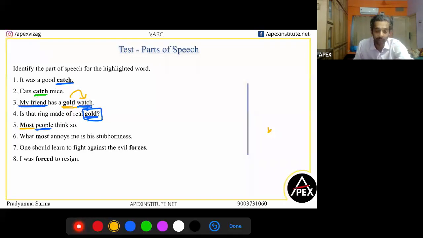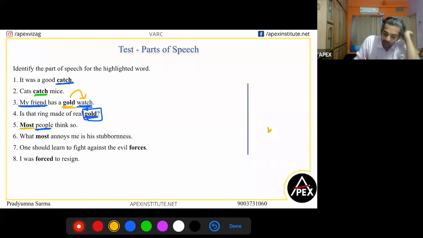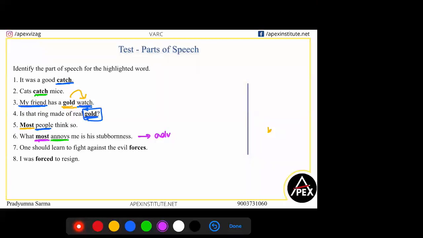Same way. What most annoys me is his stubbornness. See, over here, this annoys is a verb. Okay. Most annoys. We are telling something about the verb. So this is our adverb. So here, most is our adverb. Are we clear? Are you guys able to understand this? Yes. Yeah? Okay. All right.